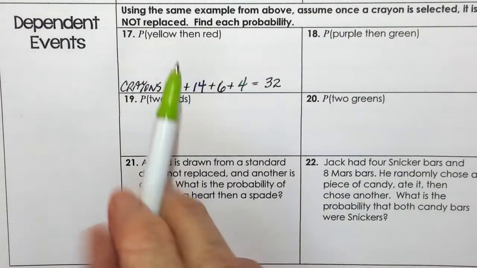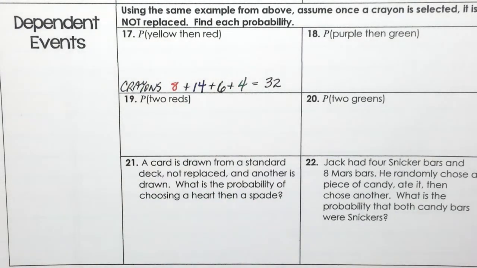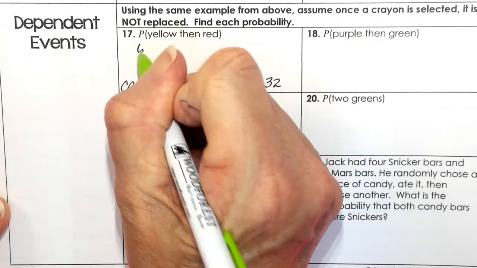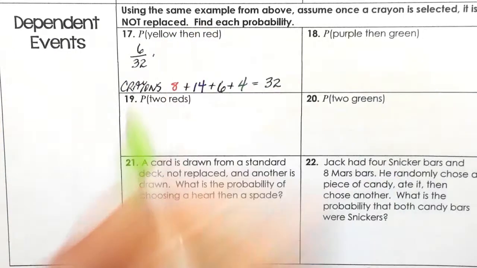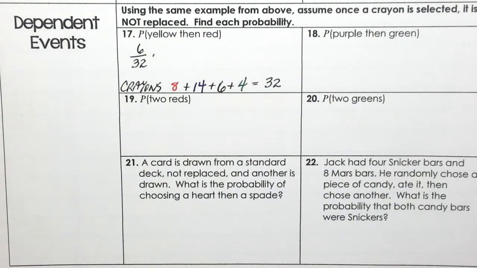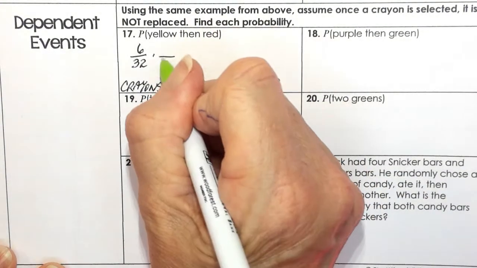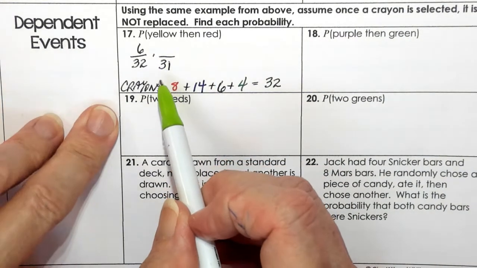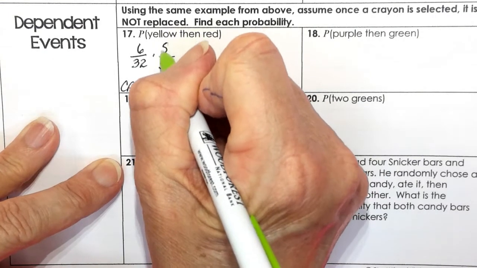So when we start with the probability of drawing out a yellow crayon, then a red, it starts very straightforward. Yellow, we said, were 6. So 6 over 32. But now we are not putting it back in and replacing it. We are having one less crayon to draw from. We're setting it aside, so we only have 31 to choose from. And out of these 31, we still have 8 red. So then we put an 8 here.